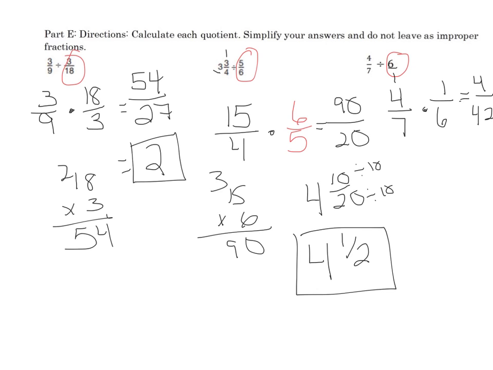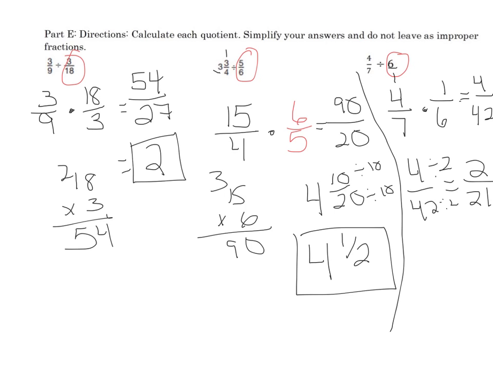I'm actually going to put a line here, bring this down to simplify. I know 2 goes into both of these, so I'm going to divide the top by 2 and the bottom. So this would give me 2/21. So that would be in simplest form because 21 is not an even number, so I know 2 cannot go into it.